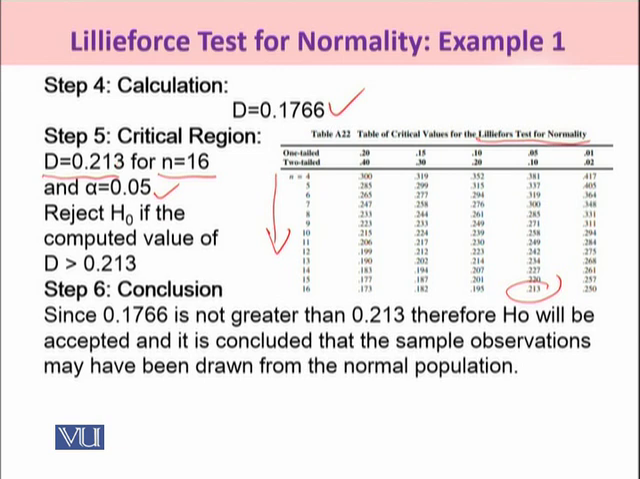Now, under the critical region, you have decided that you will reject H0 if your computed value of D is greater than this tabulated value of 0.213. Since your calculated value was 0.1766, which is not greater than the critical value 0.213, H0 will be accepted and we may conclude that the sampled observations may have been drawn from a normal population.